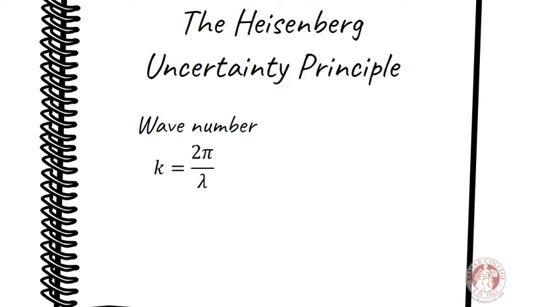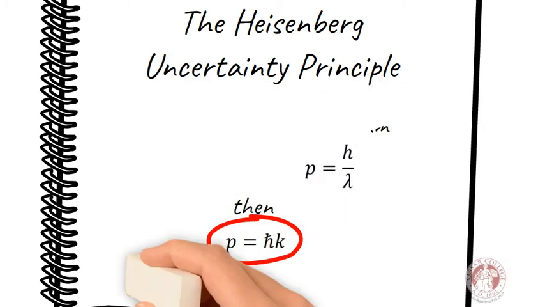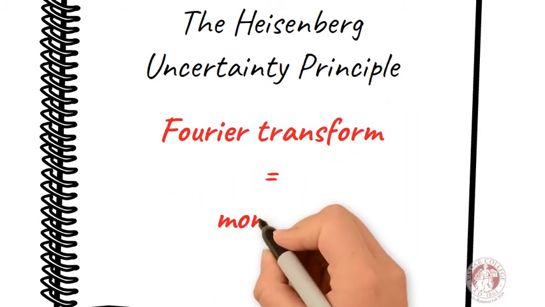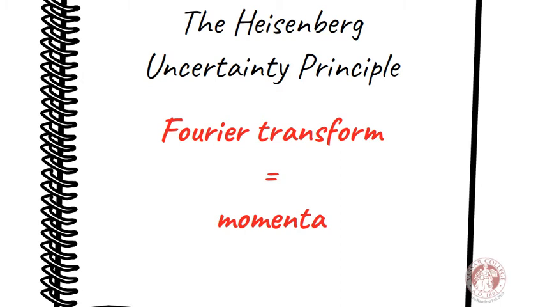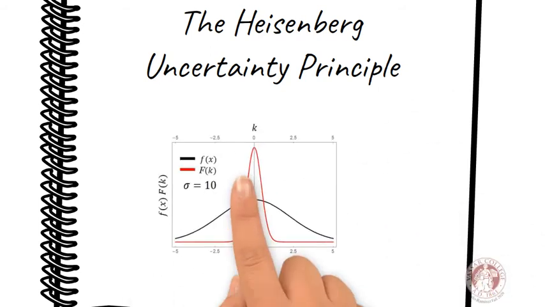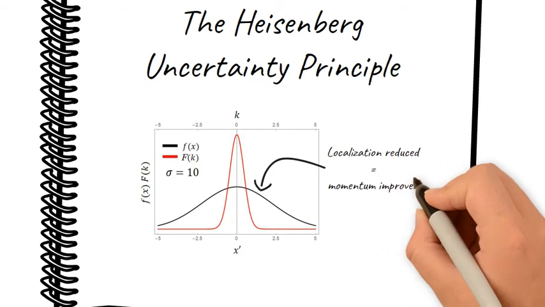But the wave number is also related to the momentum, as stated by the de Broglie theory. Then, we can conclude that the spatial frequency is a different form of the momentum. This means that the Fourier transform determines the momentum or momenta carried by a wave function. We can conclude that in our previous analysis, if the function f(x) was the position, then the Fourier transform is the momenta. Finally, we see that if the localization decreases, then the momentum is well defined, and vice versa.